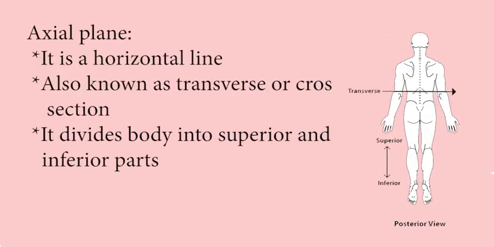Our last plane is the axial plane. It is a horizontal line, also known as transverse or cross section. It divides the body into superior and inferior parts.